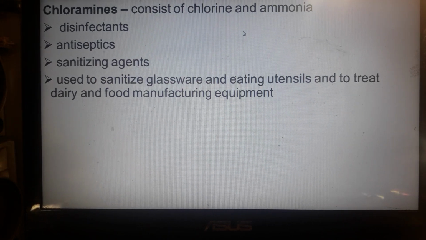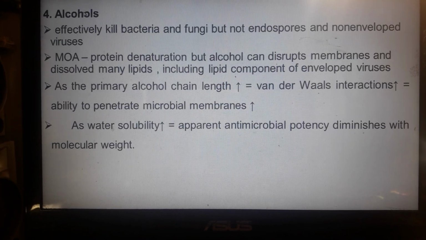Chloramines consist of chlorine and ammonia. They are disinfectants, antiseptics, and sanitizing agents used to sanitize glasswares, eating utensils, and dairy and food manufacturing equipment. Usually this is common in the food industry or food manufacturing. Alcohols effectively kill bacteria and fungi but not endospores and non-enveloped viruses. Later on we'll discuss the two types of viruses, enveloped and non-enveloped, when we arrive in virology.